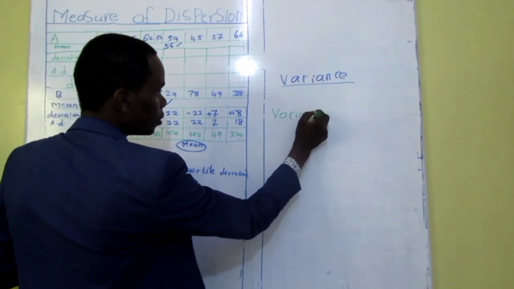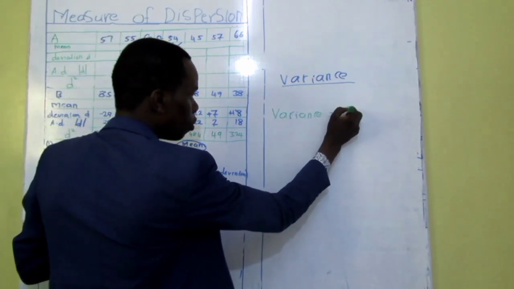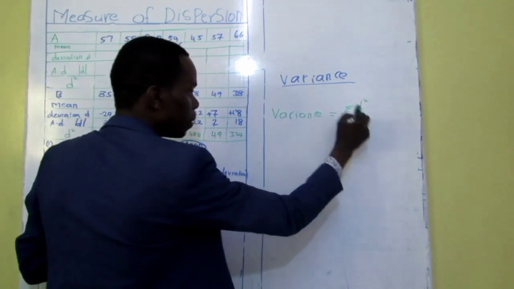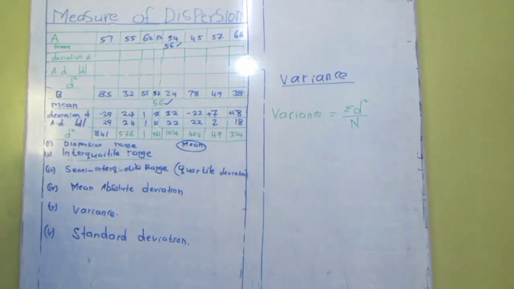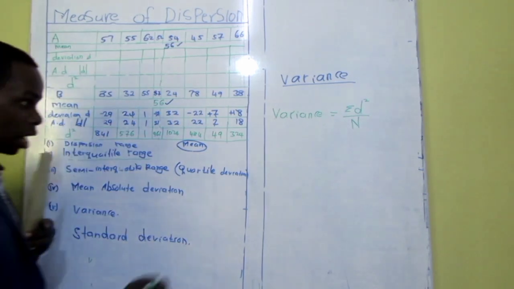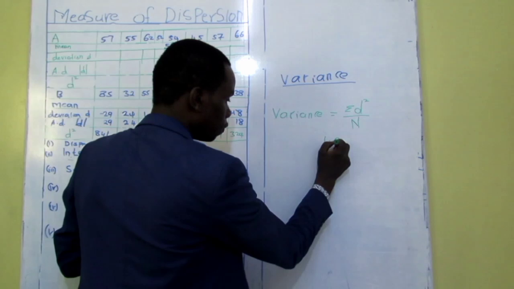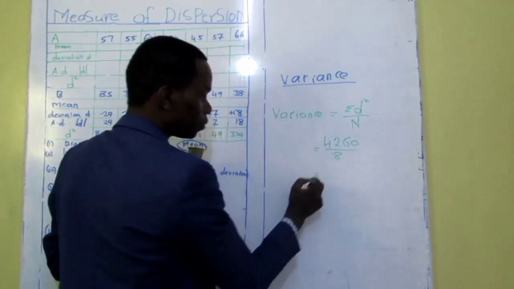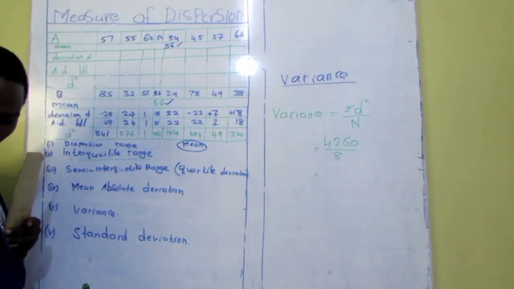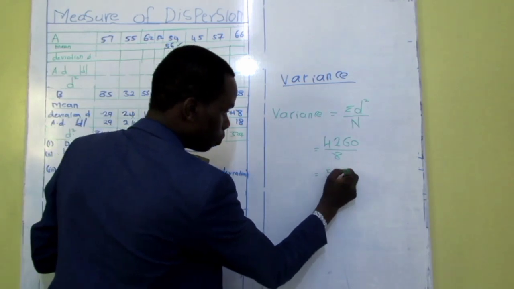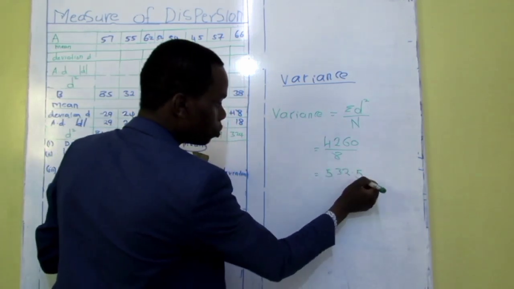Variance is equal to the summation of d squared divided by frequency, or divided by n, like this. So if you add, what do you get? The summation of d squared. So we're going to add the whole of this. Now we're going to have 4260 divided by 8. What do you get? 532.5. This is what is called variance.